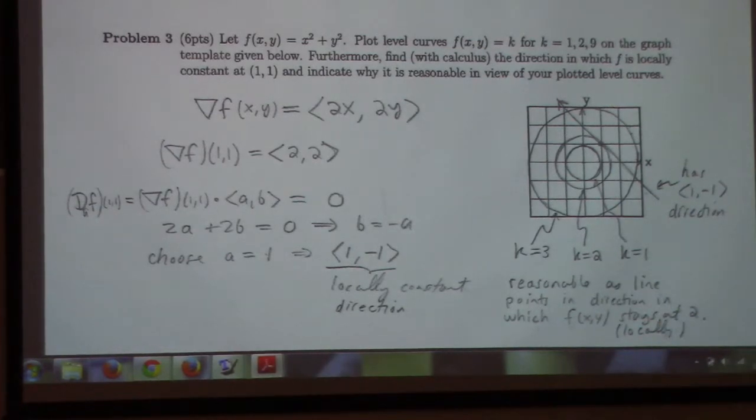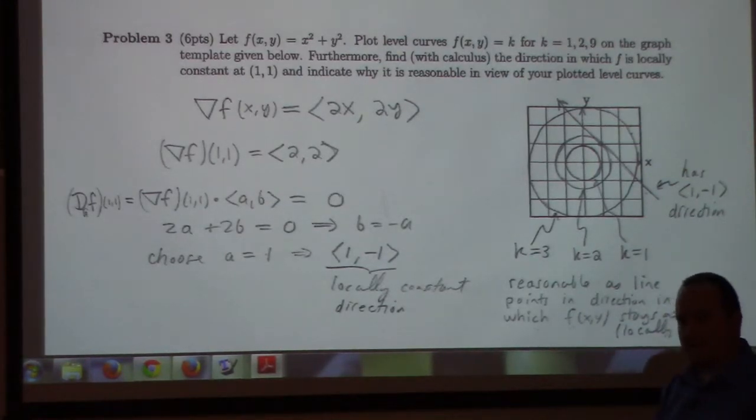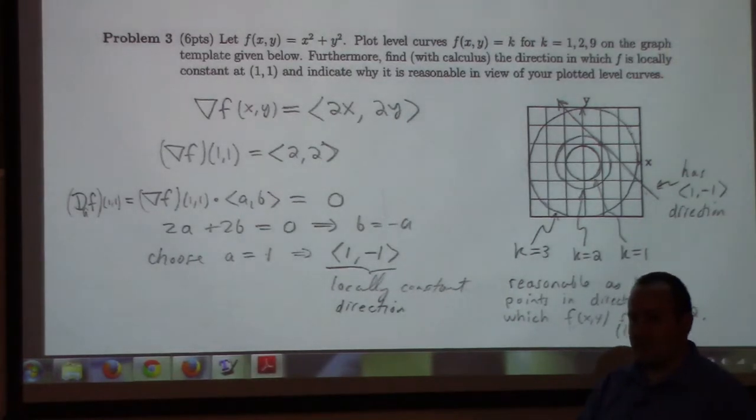So there's always this sort of duality between the direction in which the function's increasing and the direction in which it's staying constant. They should be perpendicular to one another, assuming the gradient's not 0. If the gradient's 0, all bets are off. The geometry that I'm talking about breaks down there, because everything is perpendicular to the 0 vector.